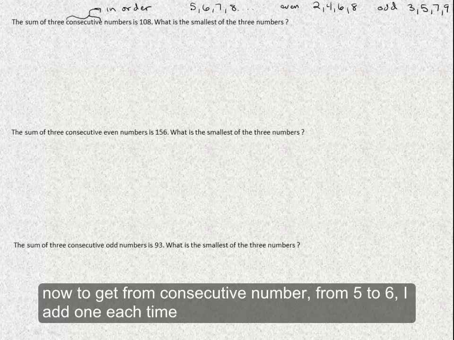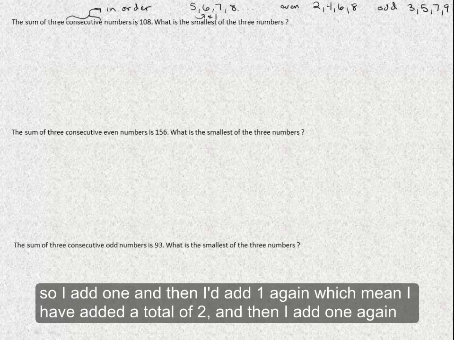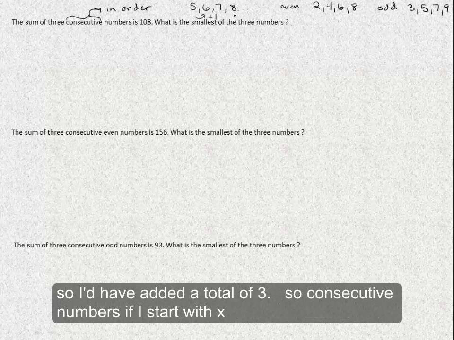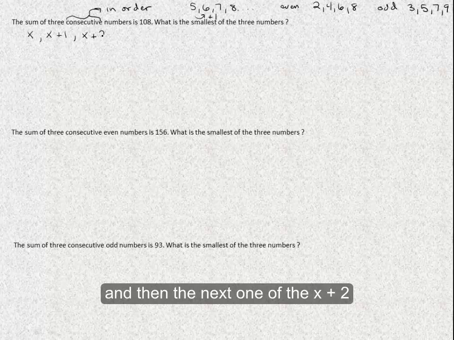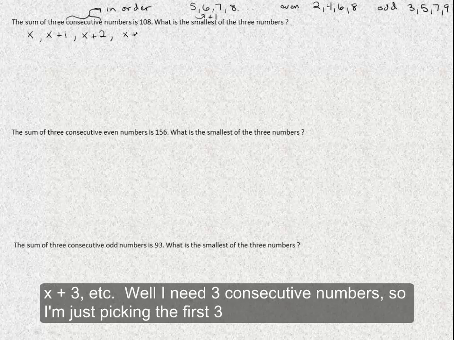Now to get from a consecutive number from 5 to 6, I add 1 each time. So I add 1, and then I'd add 1 again, which means I'd have added a total of 2. And then I add 1 again, so I'd have added a total of 3. So consecutive numbers, if I start with x, the next one will be x plus 1, and then the next one would be x plus 2, x plus 3, etc.